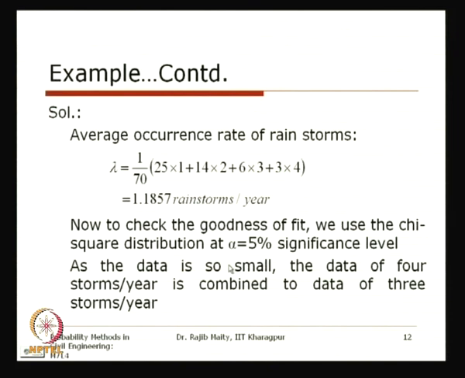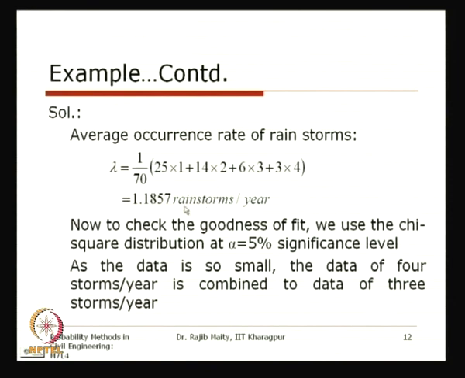Now you see, the Poisson distribution has one parameter, lambda, that we have discussed in earlier modules. That parameter lambda is the mean rate of occurrence, so the average occurrence rate. To calculate the average occurrence rate of these rainstorms, there are 22 years where there is no rainstorm, so 22 multiplied by 0 is the first term. Then 25 years with 1 rainstorm, 14 years with 2 rainstorms, 6 years with 3 rainstorms and 3 years with 4 rainstorms. Out of the 70 years, the total number of rainstorms divided by 70 gives the average rainstorms that can occur in a year. So it is 1.1857 rainstorms in a year.